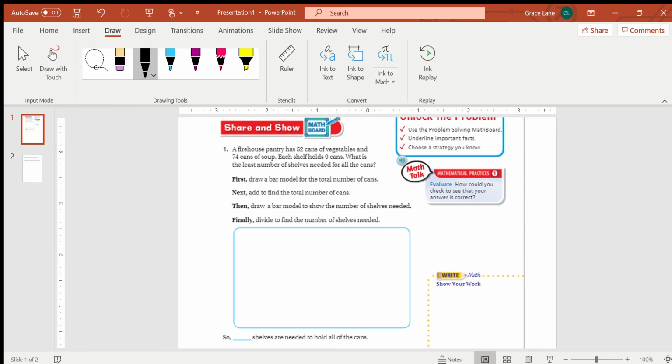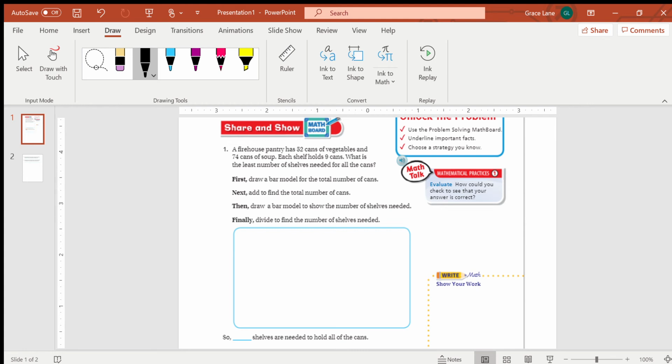I'm actually going to skip that step because I think that you guys can pretty confidently add and divide on your own without a model. But if you are interested in looking at the model, it's on page 265. It's really a tape diagram. And so on page 267, number 1, it says first draw a bar model. I'm going to ignore that step and move to the second step. It says add to find the total number of cans.